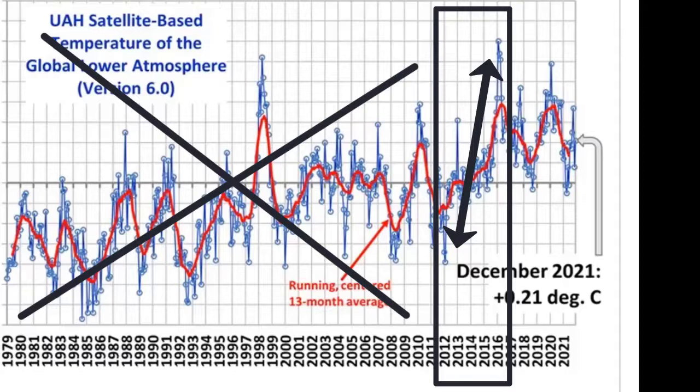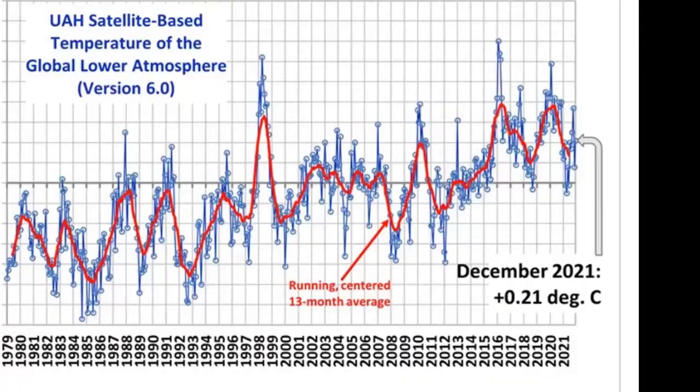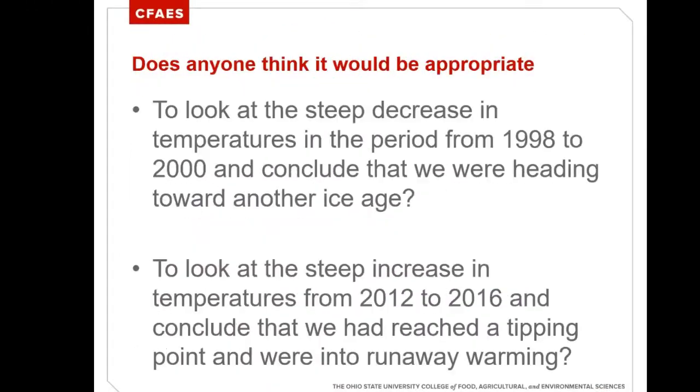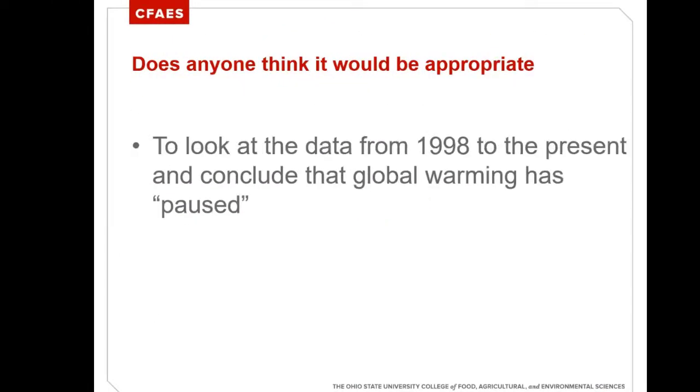The Southern Oscillation changed in 2015 and 2016. We went into an El Nino, one of the strongest on record. It brought the temperature up. So drawing a trend line from the bottom to the top up there in that 4-year period would be playing fast and loose. Here's another one. Does anyone think it would be appropriate to look at the data? And this one you hear a lot of. You hear a lot of this, especially in certain media.